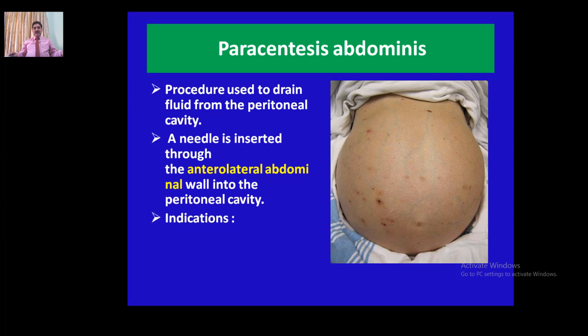The indications for this procedure are therapeutic, where an excess amount of fluid collected gives dyspnea to the patient. We want to drain the fluid. Diagnostic, this fluid can be subjected to microscopic examination to find the cause of effusion. For example, in case of malignancy, we will find malignant cells. In case of other infections, cytology will tell us about the diagnosis.